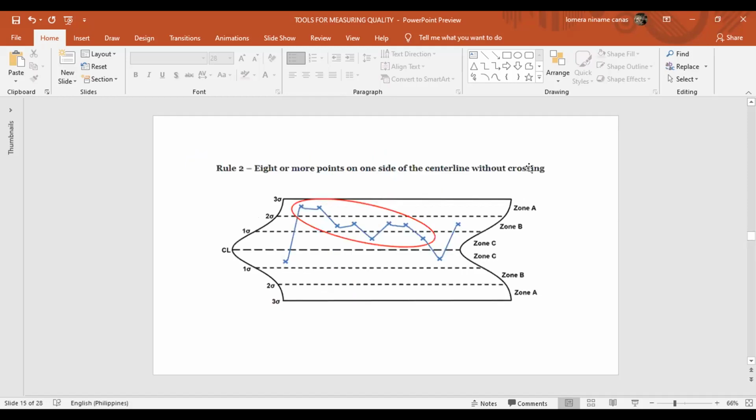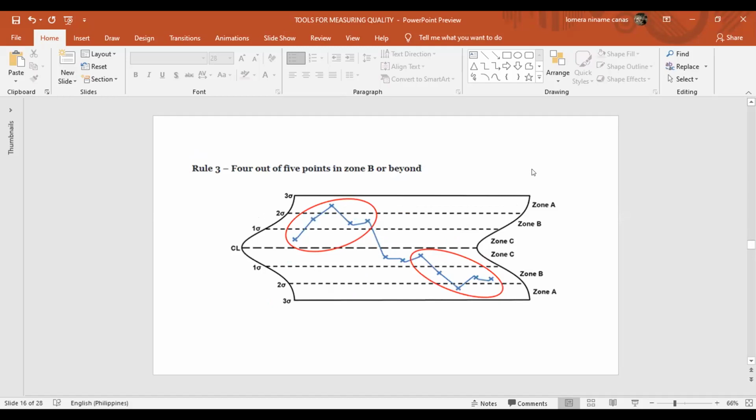Another rule that makes the chart, or the observations, out of control is when 8 or more points are on one side of the center line without crossing. So we can also see there are 8 consecutive points on one side of the center line. Another rule that makes the process unstable is when there are 4 out of 5 points in zone B or beyond. So it's very clear that if we have the same chart, the process is out of control.